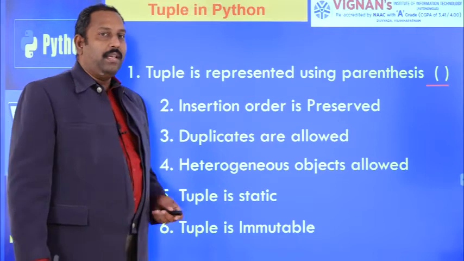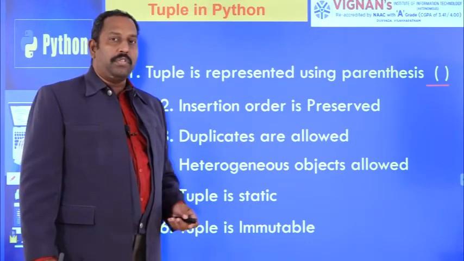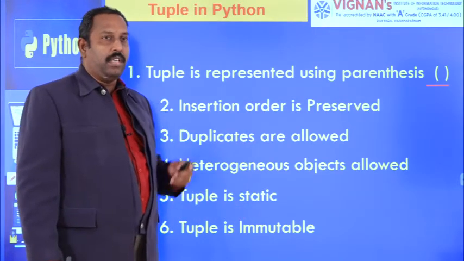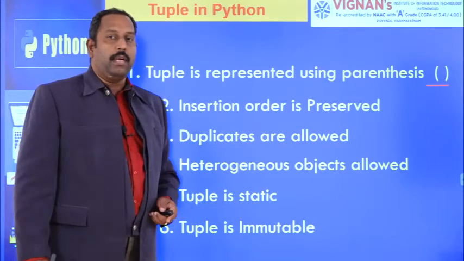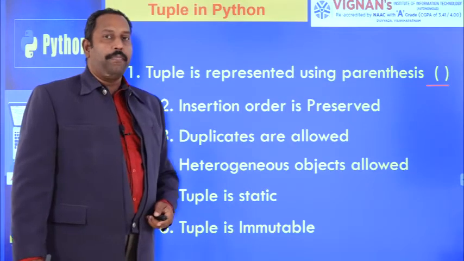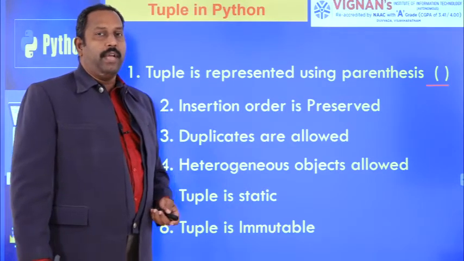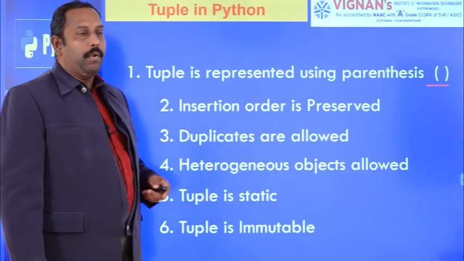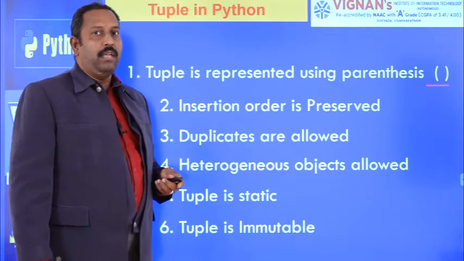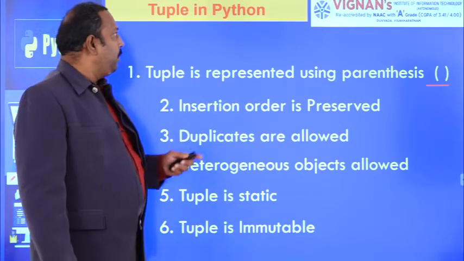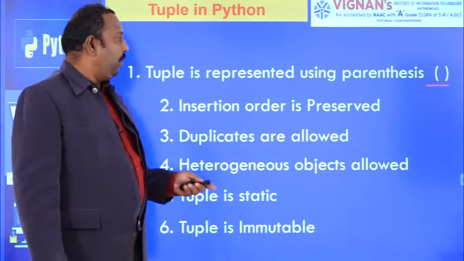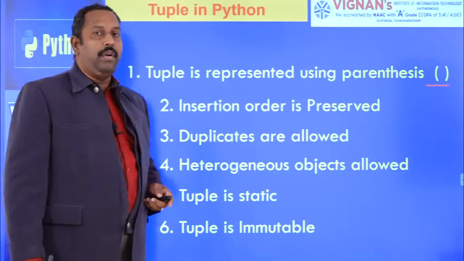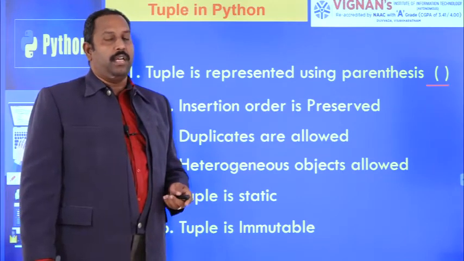A tuple is static, it cannot grow or shrink, whereas a list is dynamic. A tuple is immutable, which means we cannot change the elements in the tuple, whereas a list is mutable, so we can modify the list elements. Those are some of the differences between list and tuple. That's why a tuple is called the read-only version of the list data structure.